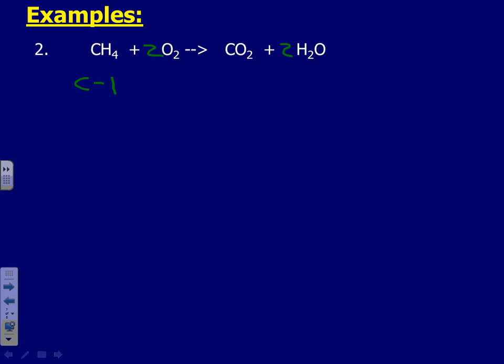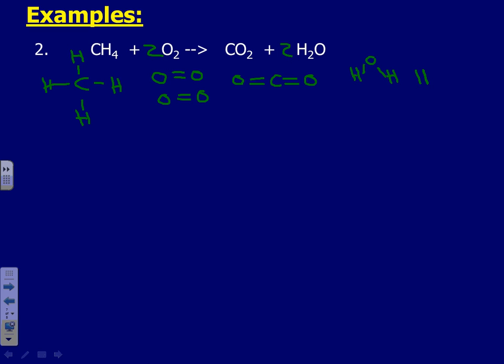CH4, I'm hoping that you ultimately would come up with something like this. Carbon has 4 bonds, hydrogen gets 1. O2, you got a couple of those. CO2, do we remember CO2? What kind of bonds are coming off of that C? Yep, 2 double bonds. And then 2 waters again.